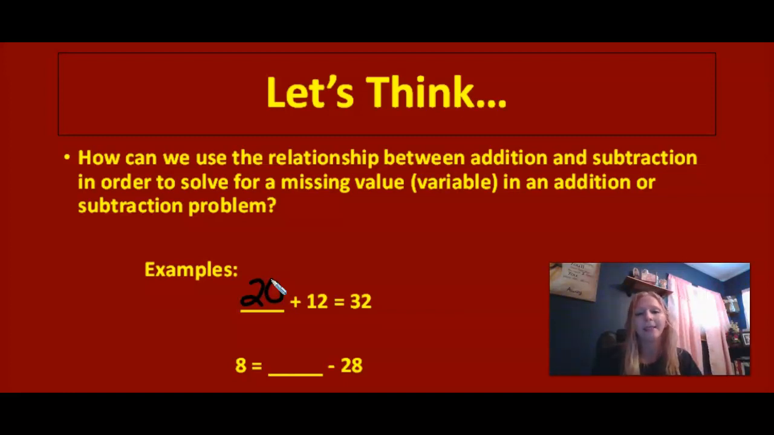Now let's take a look at the second example. We have 8 is equal to some number minus 28. Again, we've got to find that missing number in this fact triangle. So we see that there's subtraction going on. Let's undo that subtraction using its opposite, which is addition. We add 8 and 28 to get 36. And 36 minus 28, you guessed it, is 8. So it works.